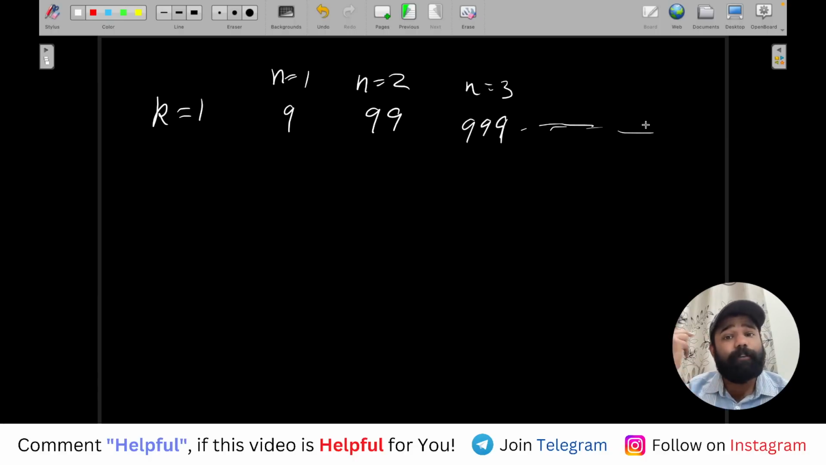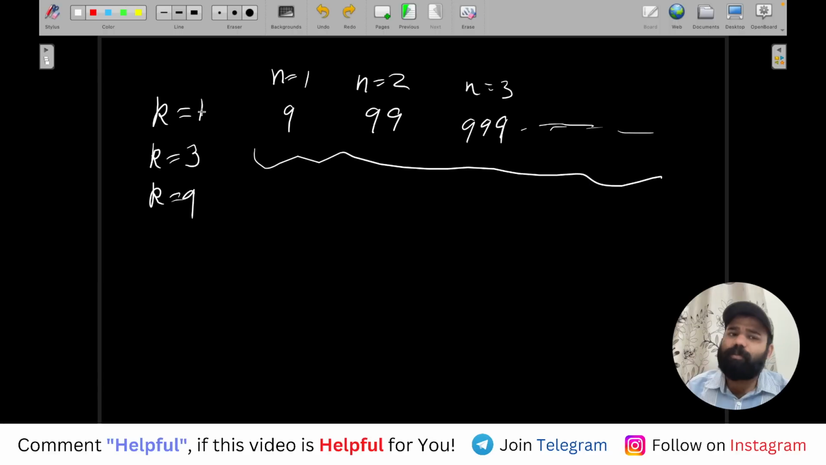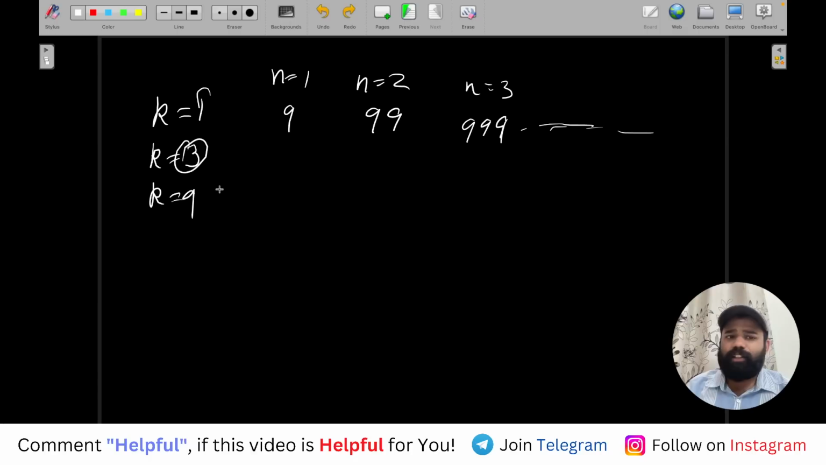And not just for k equal to 1. For k equal to 3 and 9 also, the answer will be this only, because the value 9 is also divisible by 1, 3 and 9. So whenever the value of k is 1, 3 or 9, we can just place 9, 9, 9, 9, 9 up to whatever digits we have. This is the first observation we have.